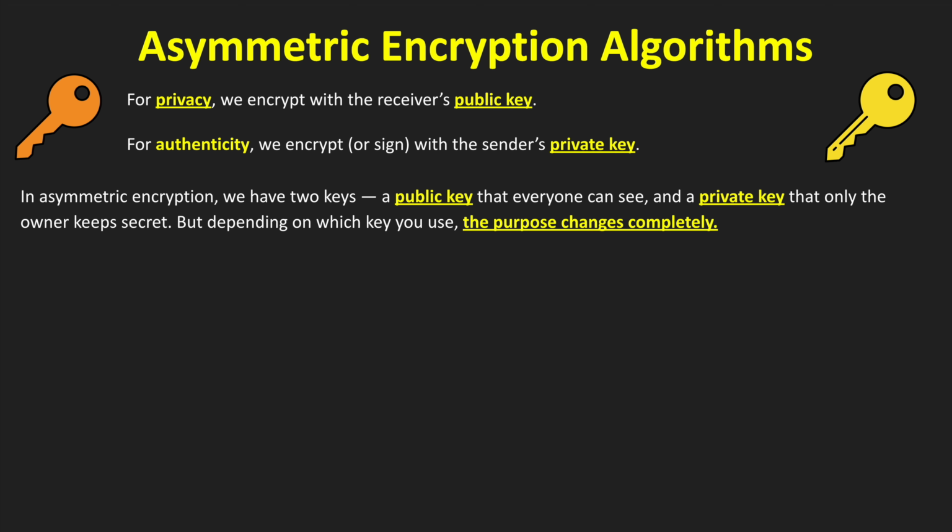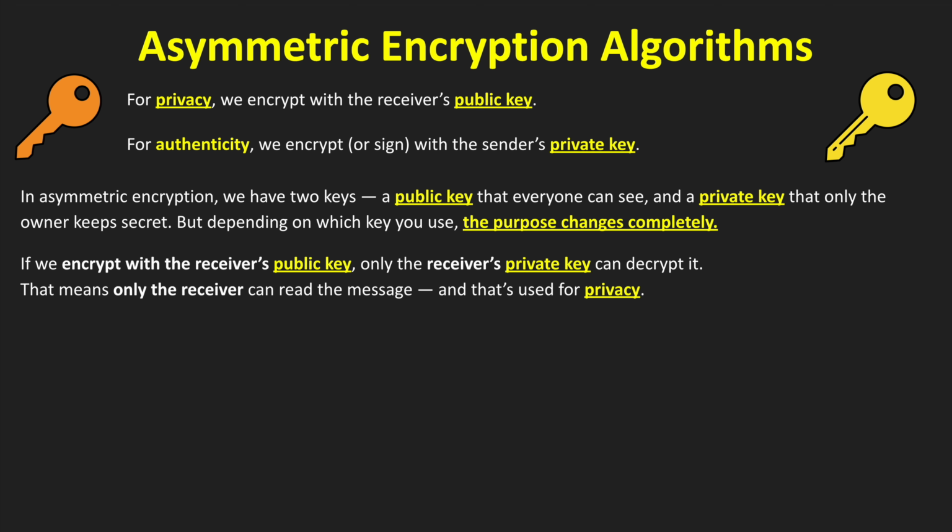In asymmetric encryption, we have two keys: the public key that everyone can see, that we share with everyone, and the private key that only the owner, whoever has the secret, has. But depending on which one we use for the encryption, the purpose changes completely. For example, if we encrypt with the receiver's public key, then only the receiver's private key can decrypt that message.